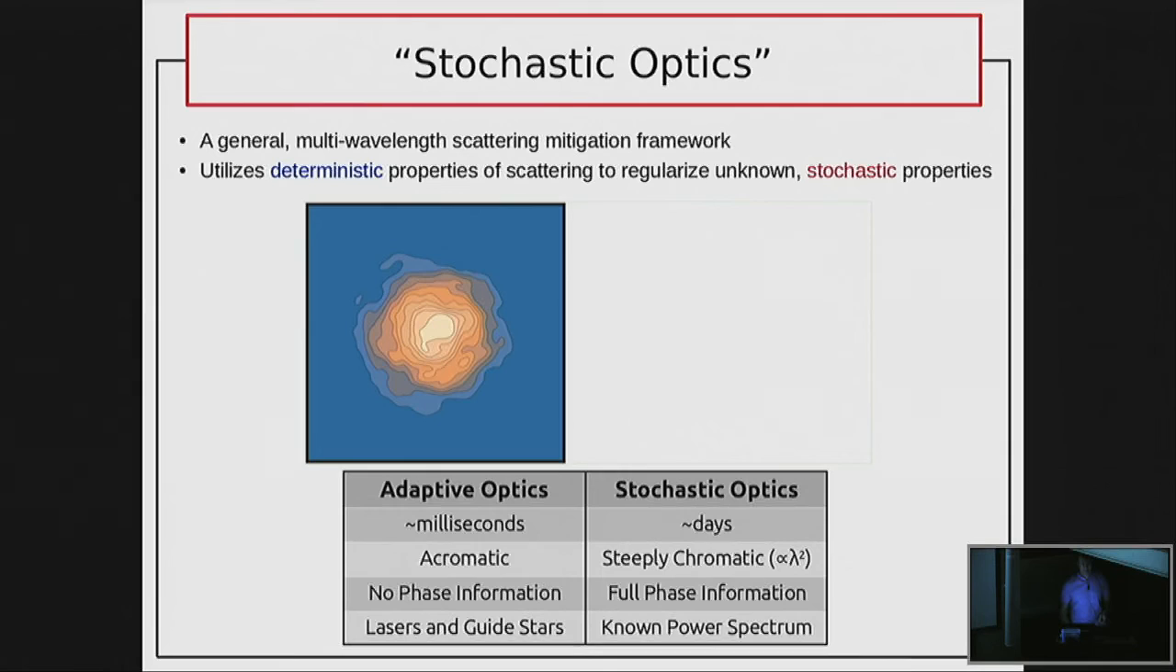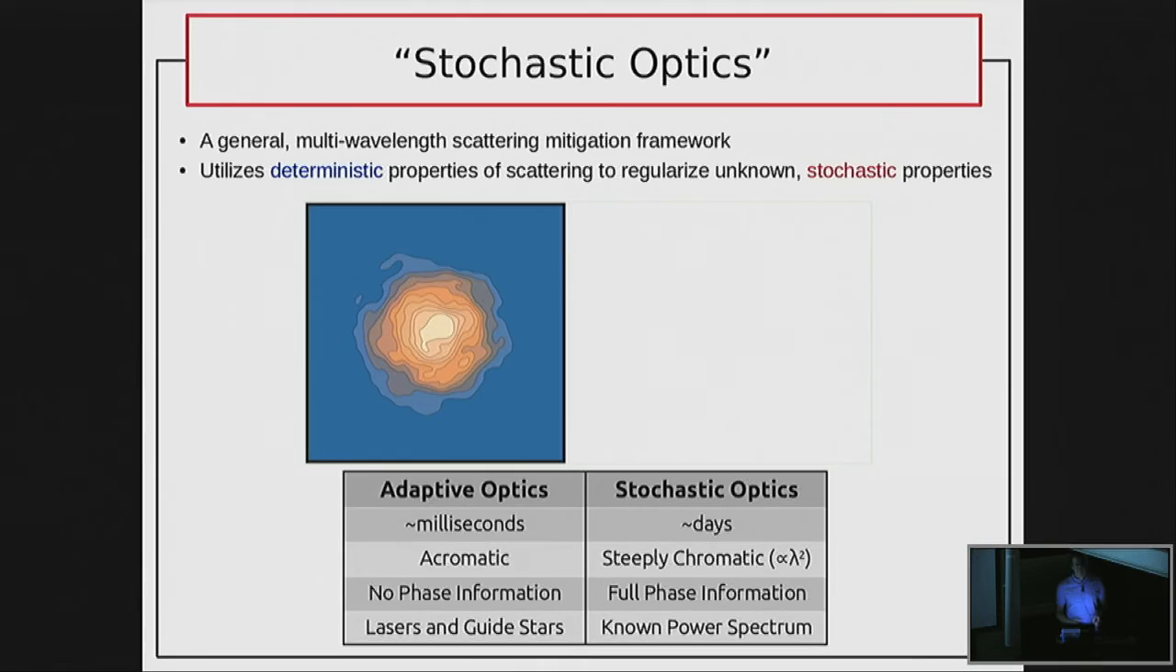Now, as I said, this has a lot of parallels with adaptive optics, but I just want to point out, it's not a completely hopeless problem to solve for these two things at the same time. In adaptive optics, they have to be solving for a scattering solution on timescales of milliseconds. Whereas for us, because the timescales in the ISM are much shorter, we need to solve for a new screen on timescales of about a day.